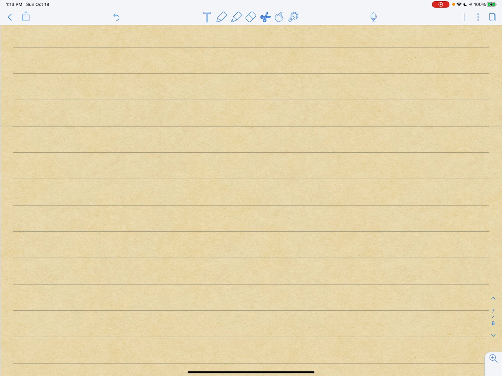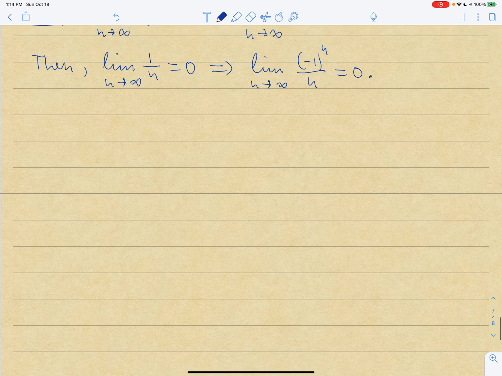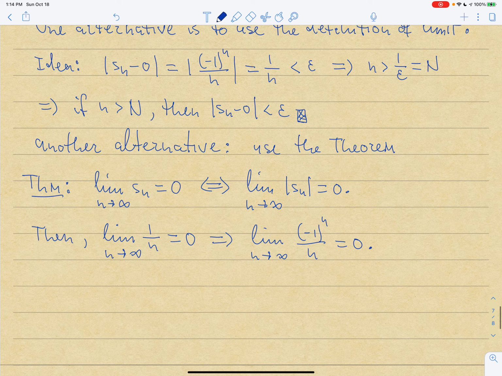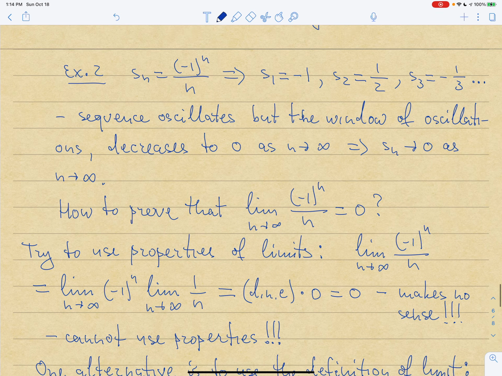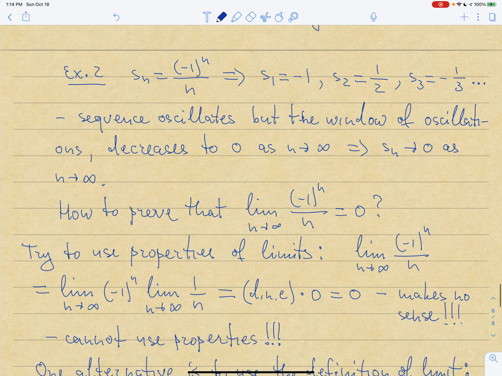So now to understand how we can measure what happens to oscillations of a sequence as n gets larger and larger, let's again return to the example that we have already considered. And that would be this example of the sequence Sn equal to (-1)^n over n.